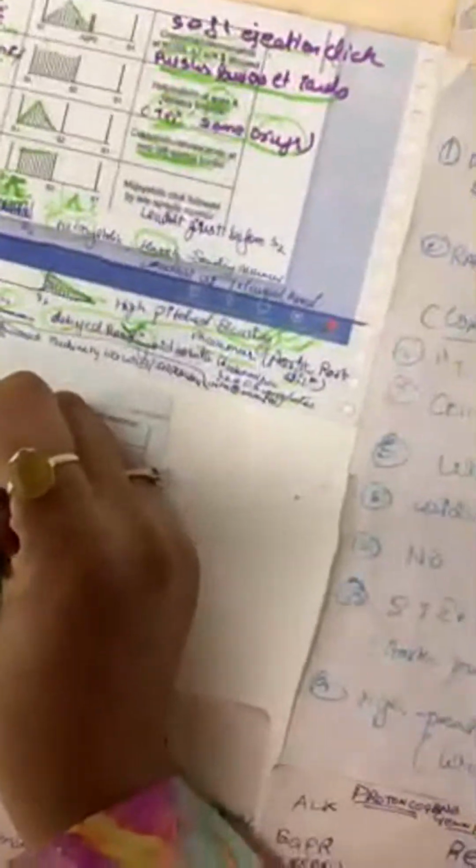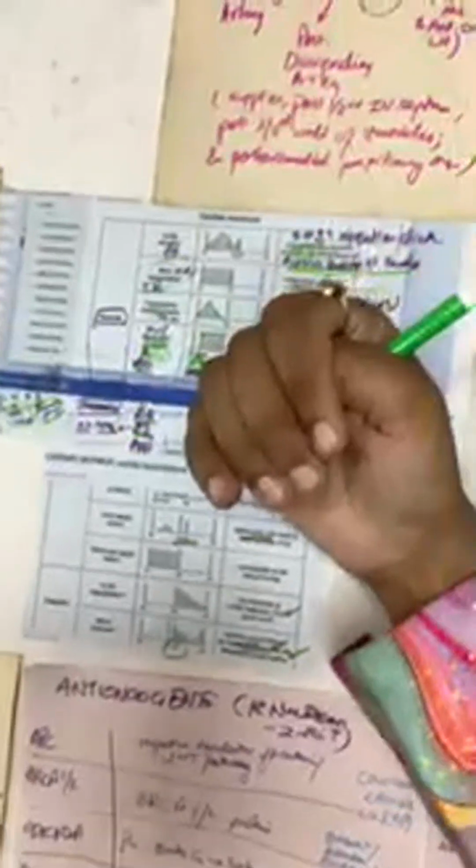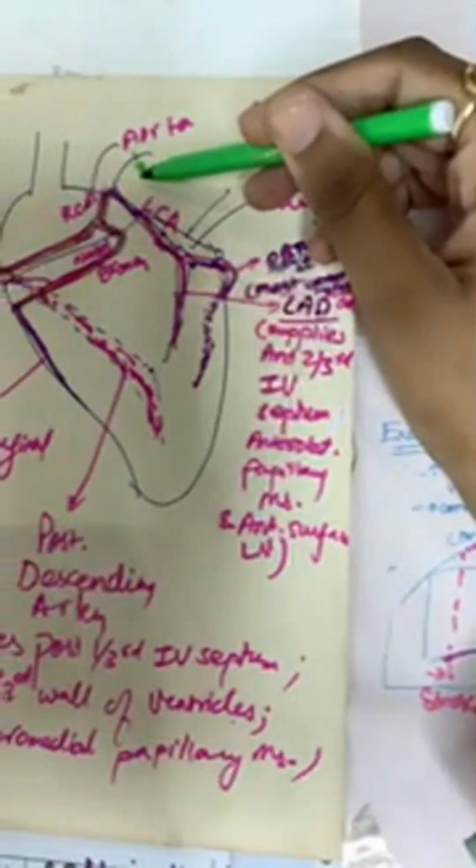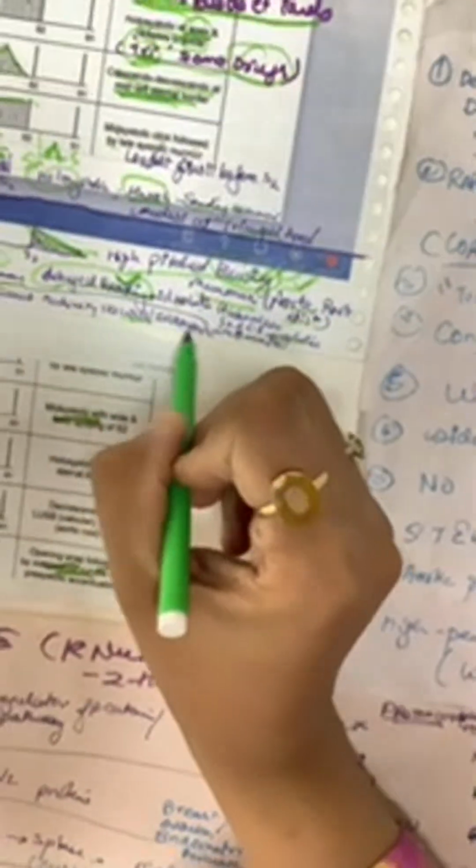Now finally, PDA, which is a super easy one. It spans S1 and S2, through and through. It is a continuous machinery-like murmur, heard in the left upper sternal border. Anywhere in the left upper sternal border you can hear the PDA, because the patent ductus arteriosus is located somewhere here in the heart. That is why we say the PDA location is near the left upper sternal border or infraclavicular area.